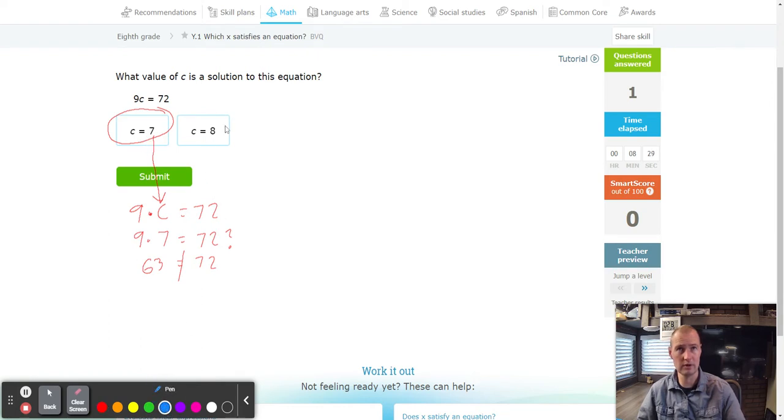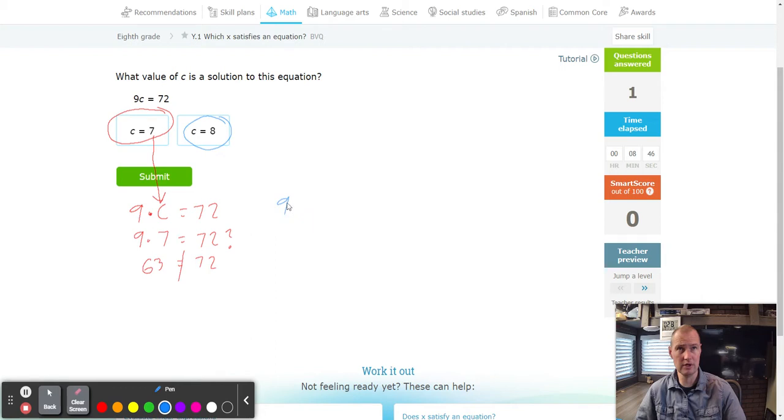So what I think I want to do is try something a little bit higher, which is going to be C equals 8. And that should get us 72. Now, I'm going to check it to make sure. A process of elimination would say, well, if the first one doesn't work, technically the second one should because it's the only other option we got. But here's how we do it.